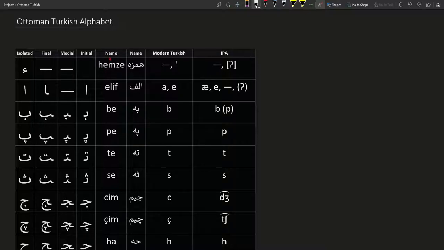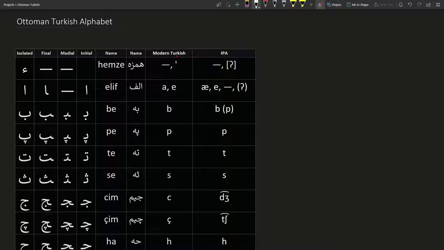Besides that, we have the name in the Latin alphabet, and then we have the name in the Ottoman alphabet. Besides this, now we have the modern Turkish representations of the letters, and then we have the sounds represented as per the International Phonetic Alphabet.